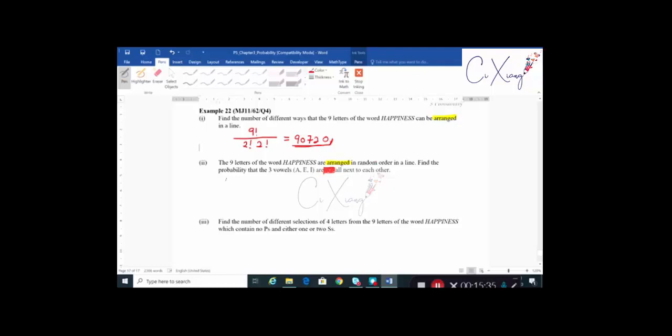So let's say the vowels are next to each other, that means A, I, and E, I group them as a group. Alright, so I still have H, P, P, and S, S. So I want to arrange all these letters. So I'm having 1, 2, 3, 4, 5, 6, 7 items. So I will have 7 factorial. But from the 7 items here, I'm having 2P and also 2S. Therefore, I need to divide it by 2 factorial and 2 factorial.